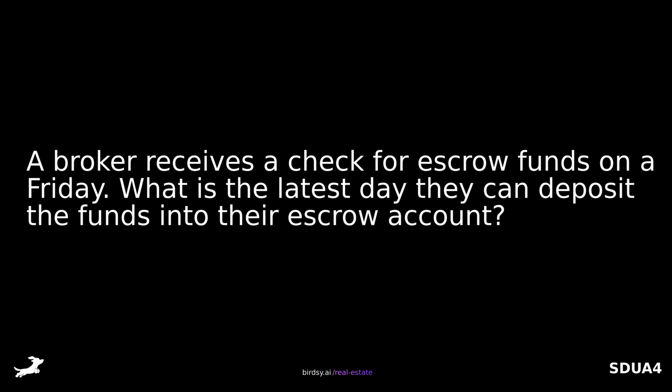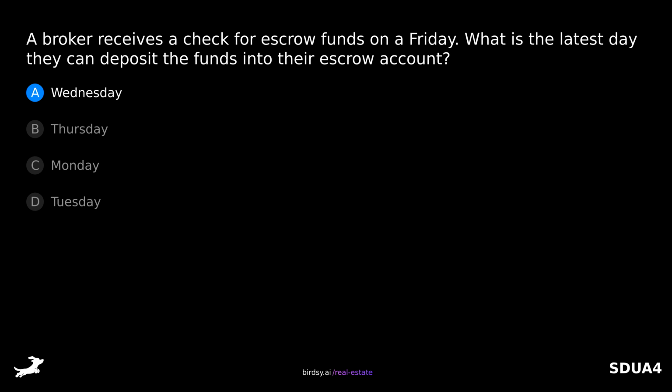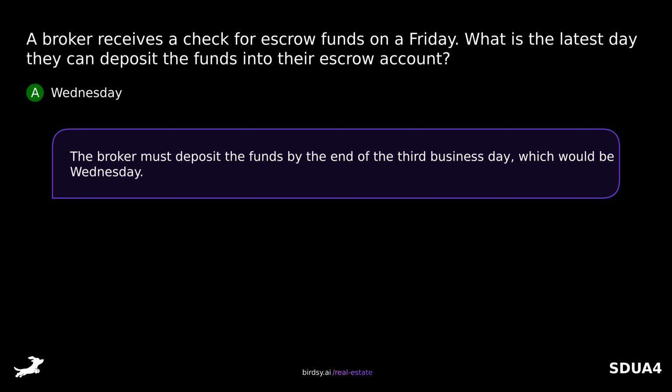A broker receives a check for escrow funds on a Friday. What is the latest day they can deposit the funds into their escrow account? Is it A, Wednesday, B, Thursday, C, Monday, or D, Tuesday? The answer is A, Wednesday. The broker must deposit the funds by the end of the 3rd business day, which would be Wednesday.